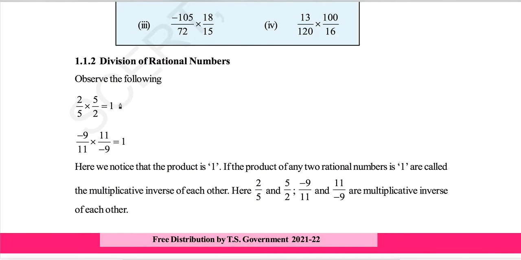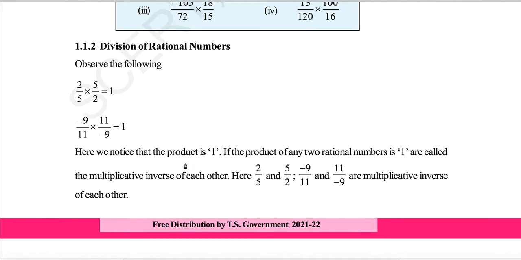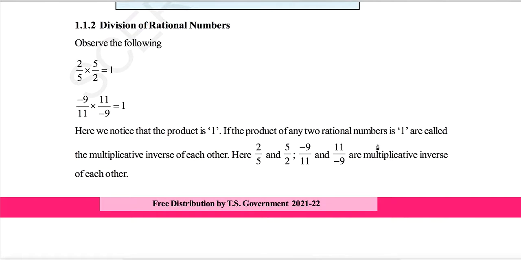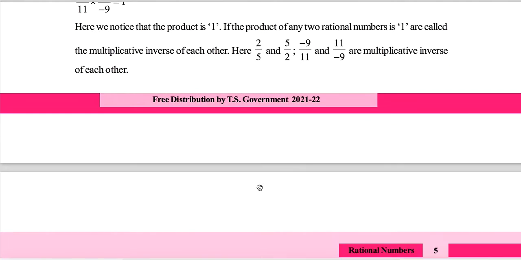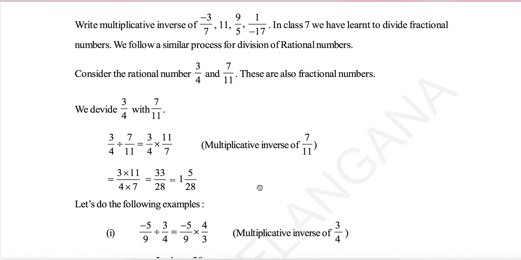Division of rational numbers. Observe the following. 2 by 5 into 5 by 2 is 1. Minus 9 by 11 into 11 by minus 9 is 1. Hence we notice that the product is 1. If the product of any two rational numbers is 1, they are called the multiplicative inverse of each other. This one is the multiplicative inverse of 2 by 5. This one is the multiplicative inverse of 5 by 2. So 2 by 5, 5 by 2, minus 9 by 11 and 11 by minus 9 are multiplicative inverses of each other. Or write the multiplicative inverse of minus 3 by 7, 11, 9 by 5, 1 by minus 17. 7 by minus 3, 1 by 11, 5 by 9, this is minus 17.